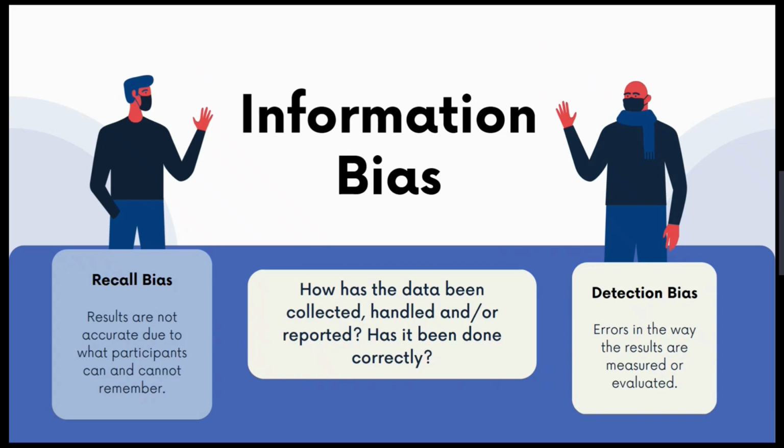Cross-sectional studies can also suffer from information bias, also known as classification or measurement bias. This is where there are problems with how the data has been collected, handled, and recorded. Two types you might see are recall bias, which is when participants cannot accurately remember a past event, and detection bias, where the researchers have not measured or assessed outcomes correctly.